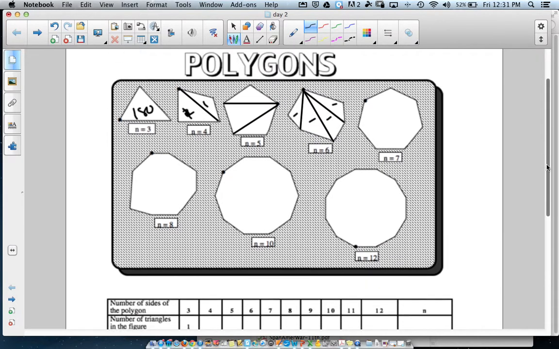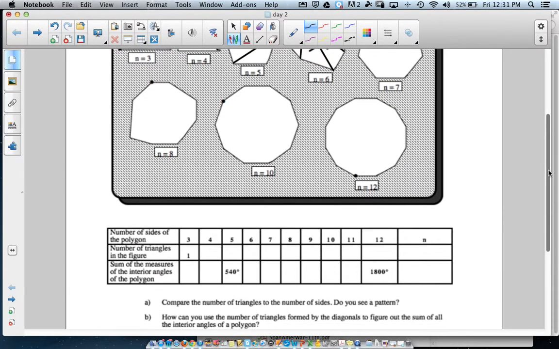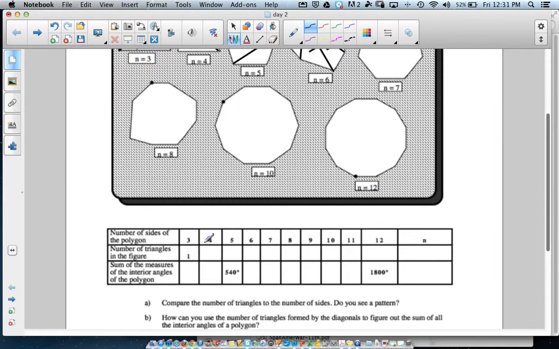Now, why am I doing this? Well, we come down here to the chart, and we say when we have a number of sides, so 3 sides, how many triangles can we make? A 3-sided figure is a triangle, so we can make one triangle, and the sum of the interior angles is 180. When we have 4, we can make 2 triangles, and 2 times 180 is 360. And then 5 would be 3 triangles, and so on.